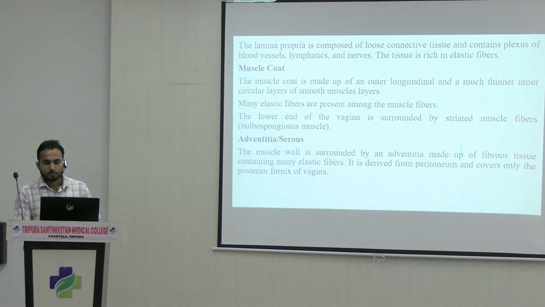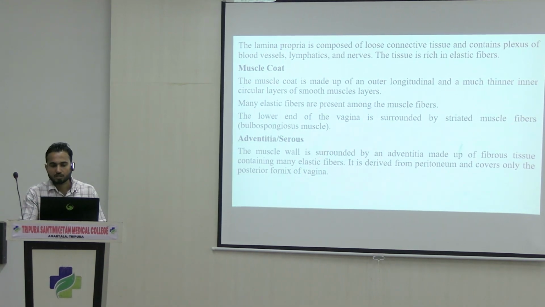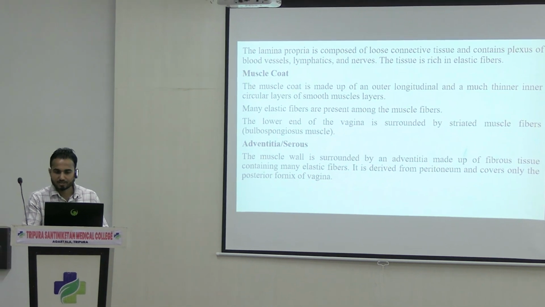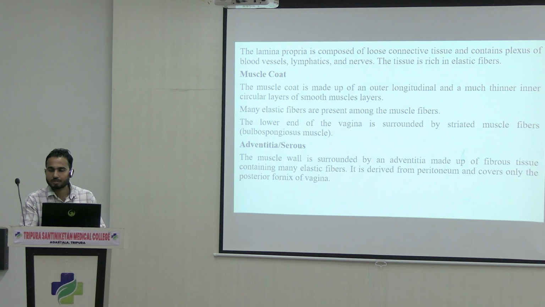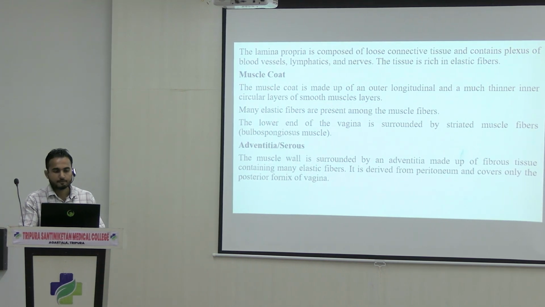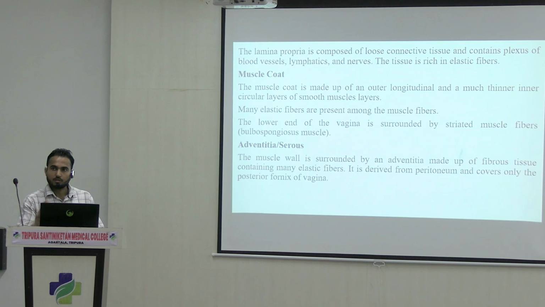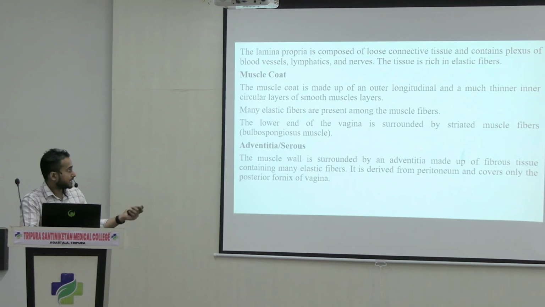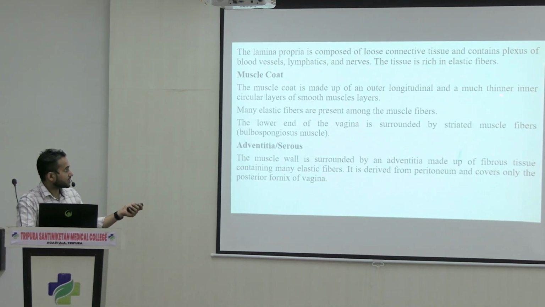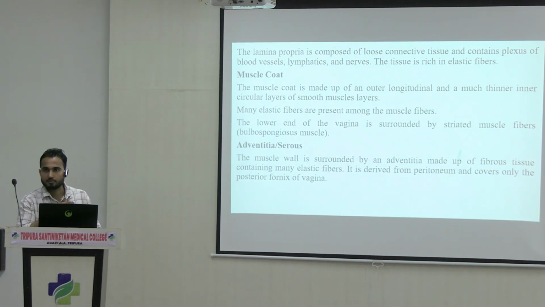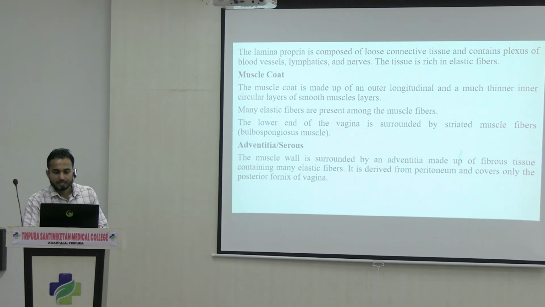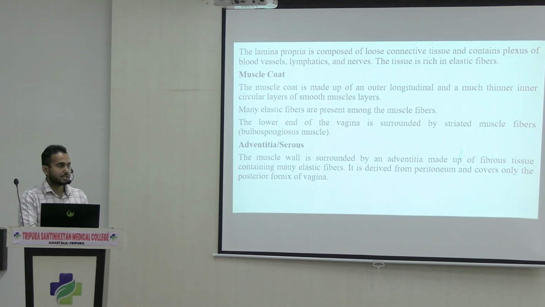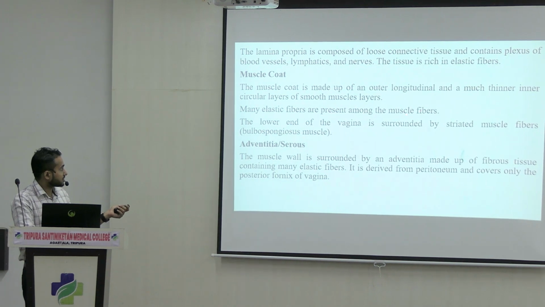Next, the lamina propria, which is present, as I said, below the lining epithelium, contains loose connective tissue, blood vessels, lymphatics, nerves, and here also we are getting the elastic fibers. Next, the muscle coat is there. Now, here a speciality is there in the muscle coat. What is this speciality? First of all, it is made up of an outer longitudinal and a much thinner inner circular layer of smooth muscle. This is the arrangement of the muscle fibers present in the vagina. Next, in between the muscle fibers, many elastic fibers are present.